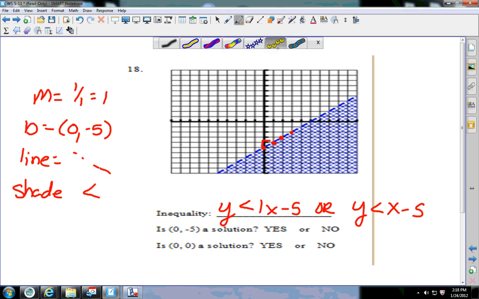0, negative 5. It's on the dashed line. It is not a solution. 0, 0. It's up here. It is not in the shaded area. If it is not in the shaded area, it is not a solution.